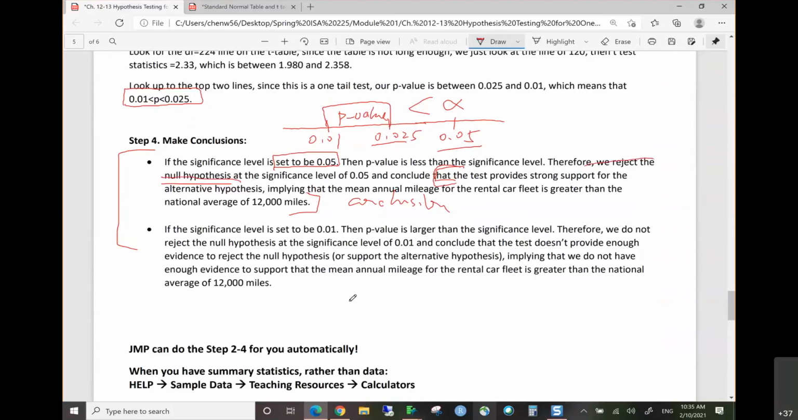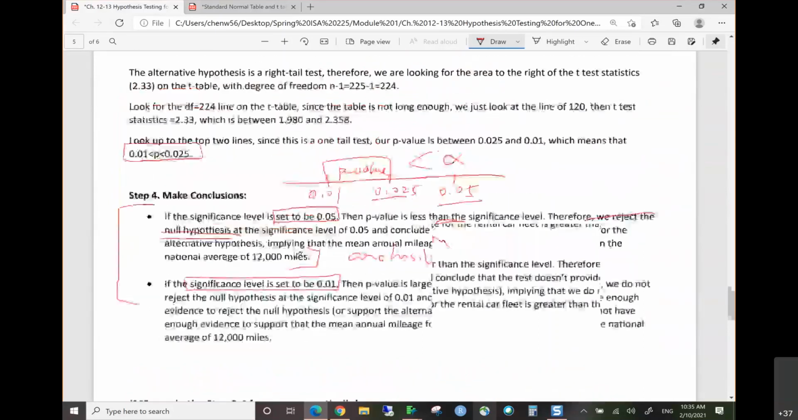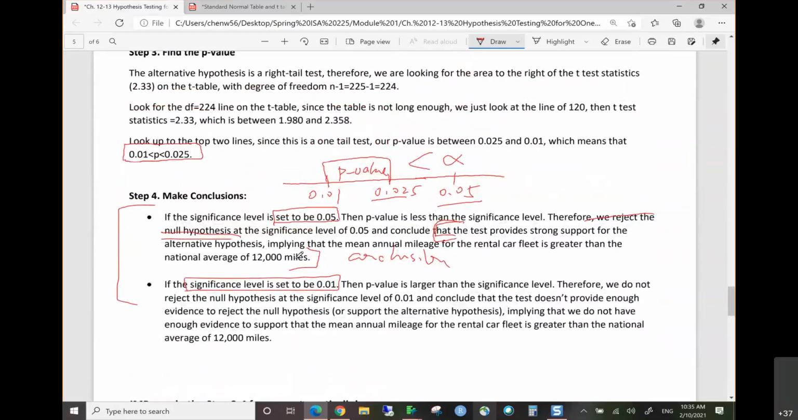All right, okay, so next case. What if my significance level is set to be 0.01? What will be your conclusion? Where is 0.01? This, right? So that means your p-value is larger than the significance level alpha, right? Or you can see this part in the range, p is larger than 0.01, right? So that means what? Your p-value is larger than alpha. We do not reject the null hypothesis.